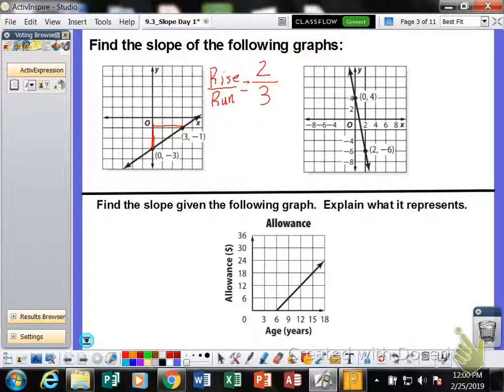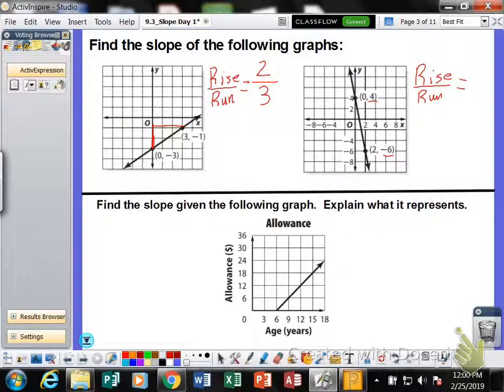Now in our next one, again, if you go back to Mr. Slope Guy, we know that our slope here is going to be negative. So first we want to find our rise. We'll start at our first ordered pair of 0, 4. Remember, rise is up and down on our y-axis. So we have our y value of 4. We want to get to -6.